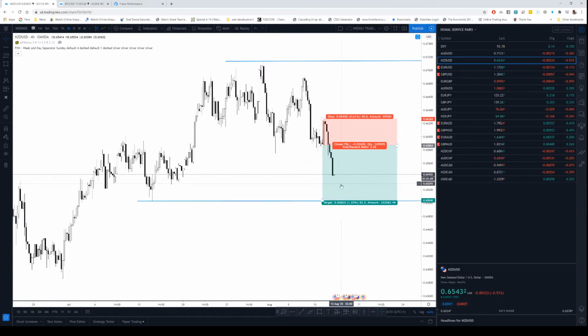So if you do see price come up here, again I will send a notification, but in case I'm not around in front of the screen and price does get up here, then you do take another sell for a continuation to the downside.